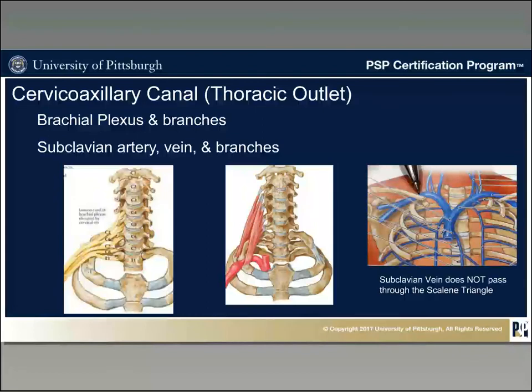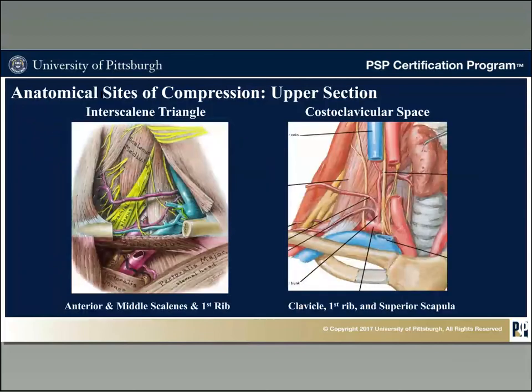The cervicobrachial canal, or the thoracic outlet, if you will, can also be looked at in terms of the structures that come coursing through here. When we talk about the neurovascular bundle itself, we're talking about the brachial plexus and its branches, as well as the subclavian artery, vein, and their various branches.